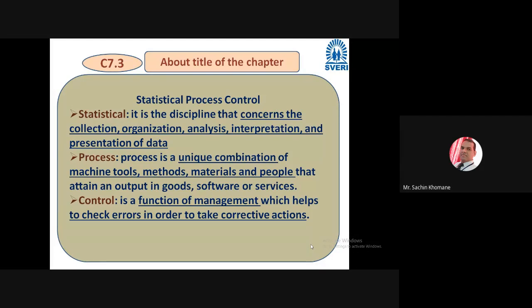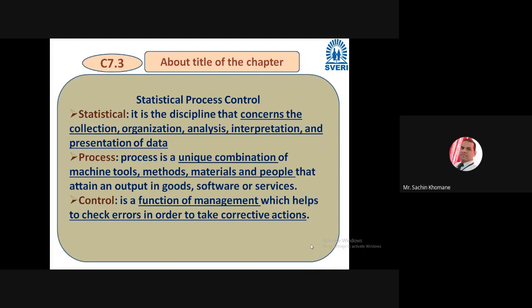Then the second word in this chapter is process. I am explaining this because later on you will hear these terms continuously in this chapter. So what is the process? In our manufacturing industry, process is the unique combination of machine tools, methods, materials, and people that attains an output in a good, software, or service.